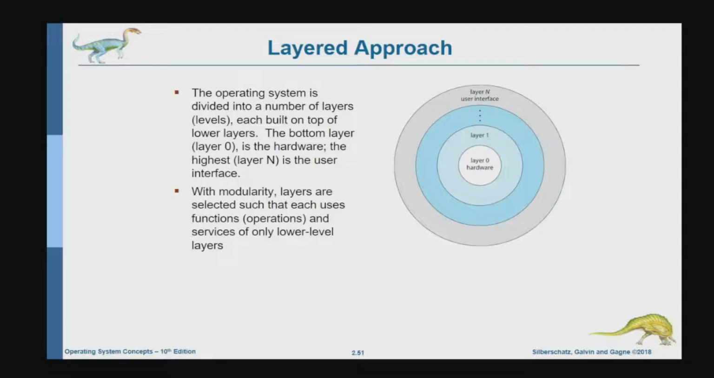And then with modularity, layers are selected such that each function refers to the operations and services of only lower level layers. So it looks like this: we have layer 0, layer 1, layer 2, layer 3, until layer N, which refers to the user interface.